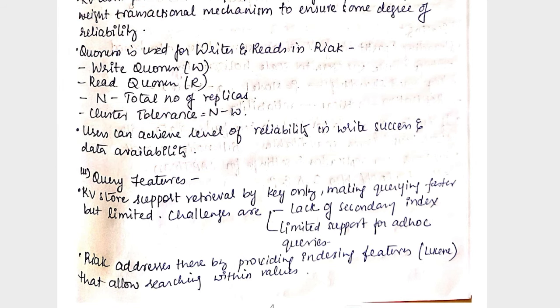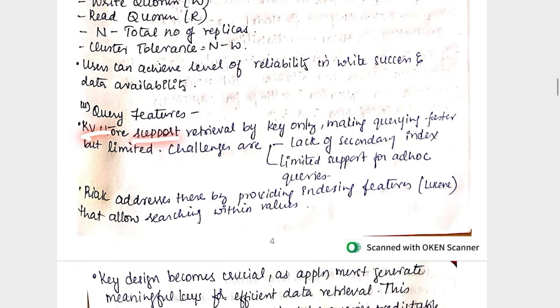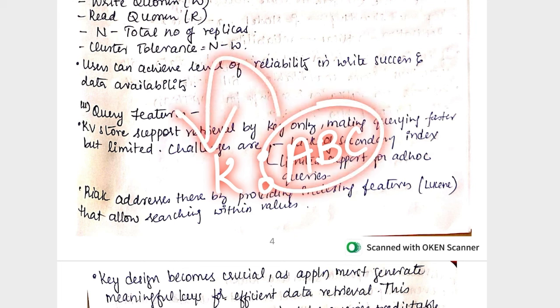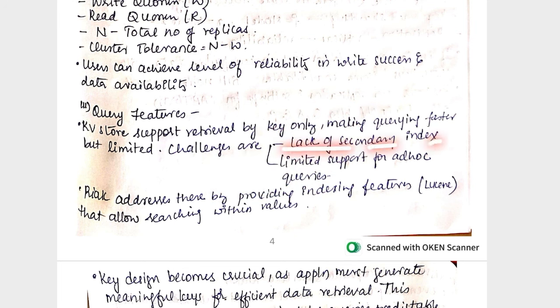Next, we have query features. Key value stores support retrieval by key only. So we can retrieve the data by key only. This way, it makes querying fast, but it is limited. So what are the challenges? First one is lack of secondary index. We cannot search based on other attributes of the value. If we have to find the value, suppose I am writing ABC, then only its corresponding key I should search. So there is a lack of secondary indexes here.